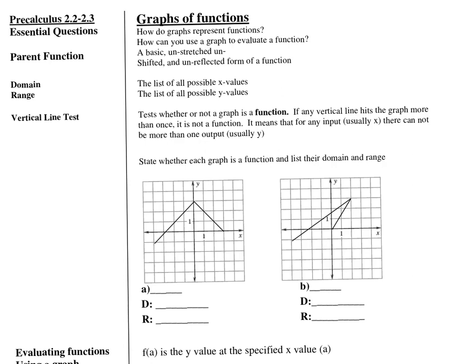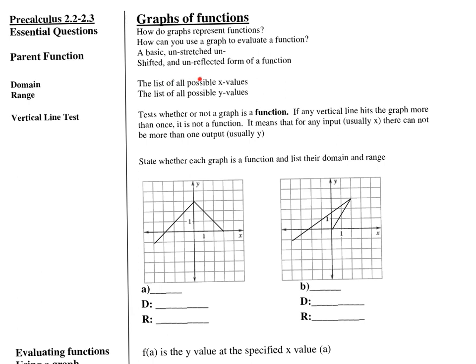All right, so let's start up on our 2.2 to 2.3 notes. So, graphs of functions. Our essential questions: how do graphs represent functions? How can you use a graph to evaluate a function? And then the parent functions we'll be looking at is the basic unstretched, unshifted, and unreflected form of a function. Later on, we're going to learn how to stretch and shift and reflect them, but for now, it's the most basic version. Next up, we'll talk about domain and range.